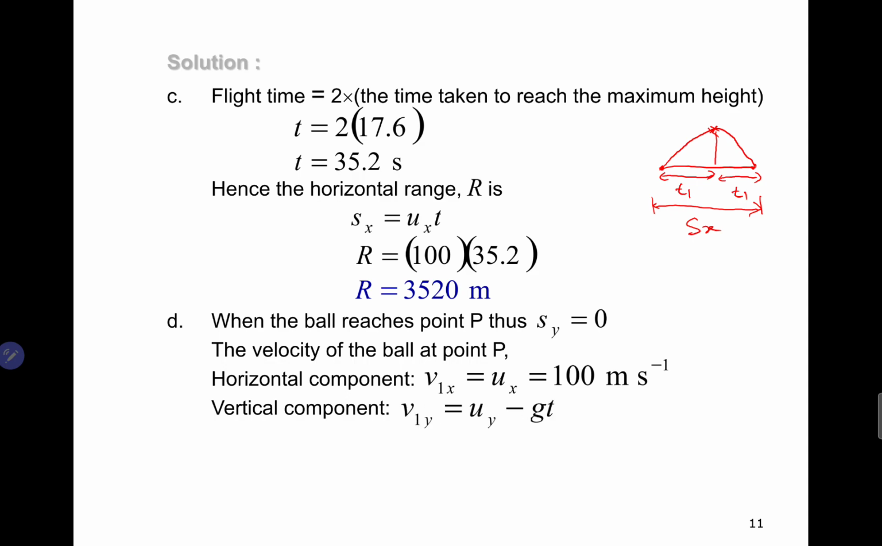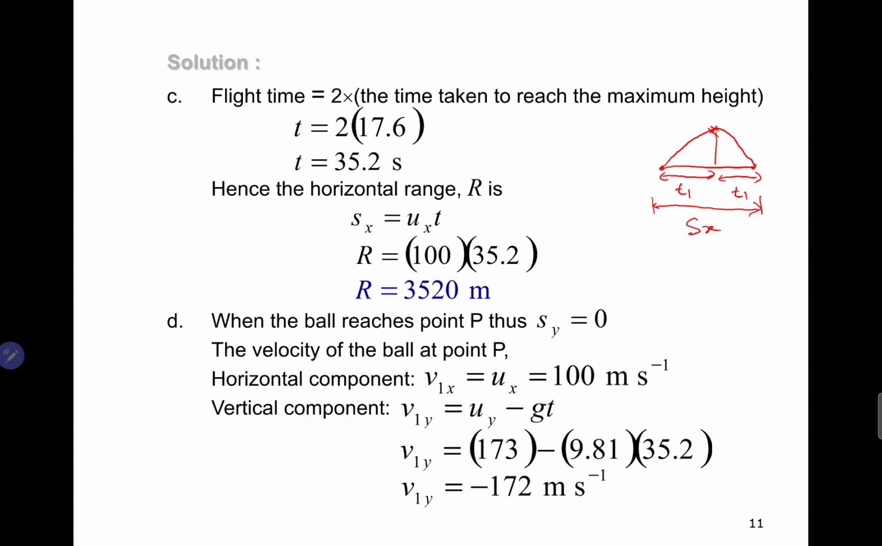v equals u minus gt. So this one you will end up with negative 172 meters per second, because when it reaches point P, the velocity will be acting downward. So the y component is downward, the x component is still constant. The resultant will be somewhere situated over here, with angle theta. So for a calculation like this, your initial and final, you will end up with the same velocity, with the same angle.